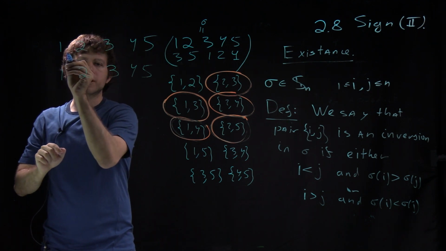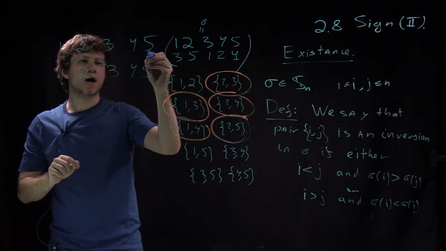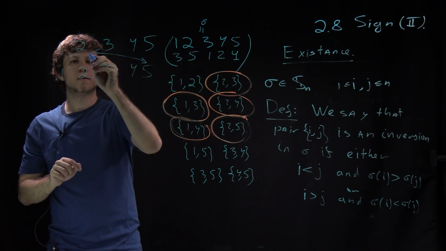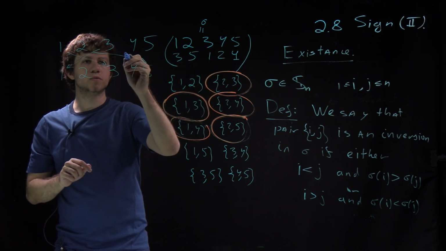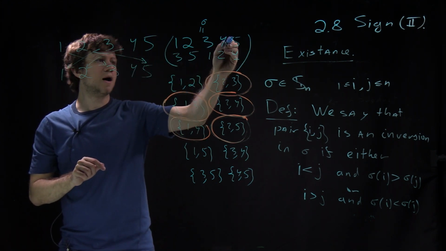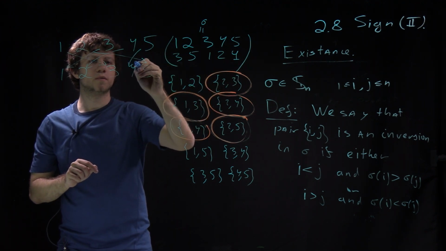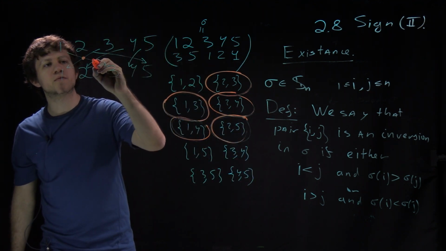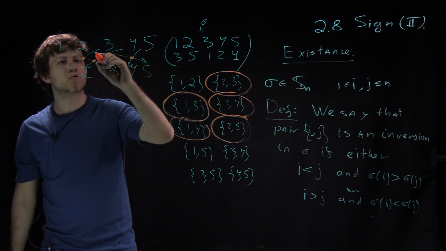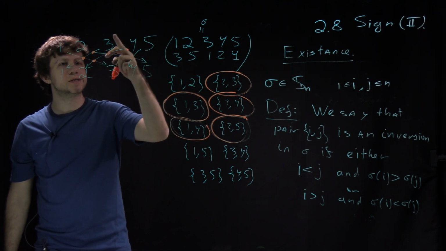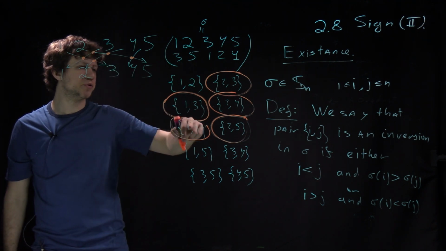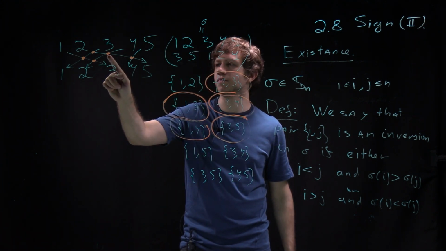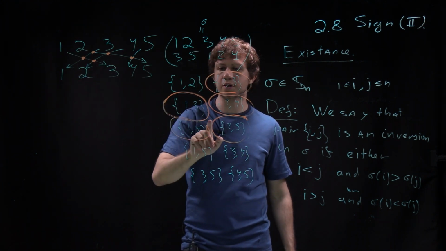So 1 goes to 3, 2 goes to 5, 3 goes to 1, 4 goes to 2, 5 goes to 4. And then my claim, which is really easy to see, is that the number of inversions is just the number of crossings of this diagram. Crossings mean a point where two segments cross. You can check that. So 2 and 4 is an inversion, for instance, because here is a crossing. And 1 and 3 is an inversion.